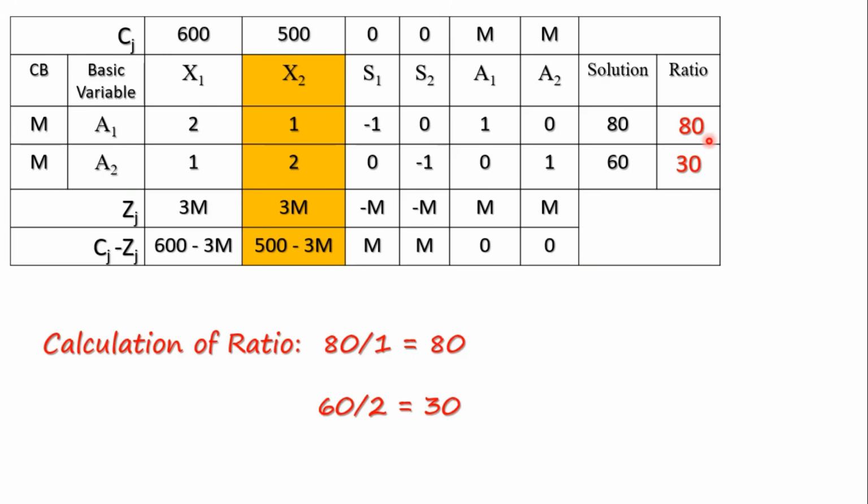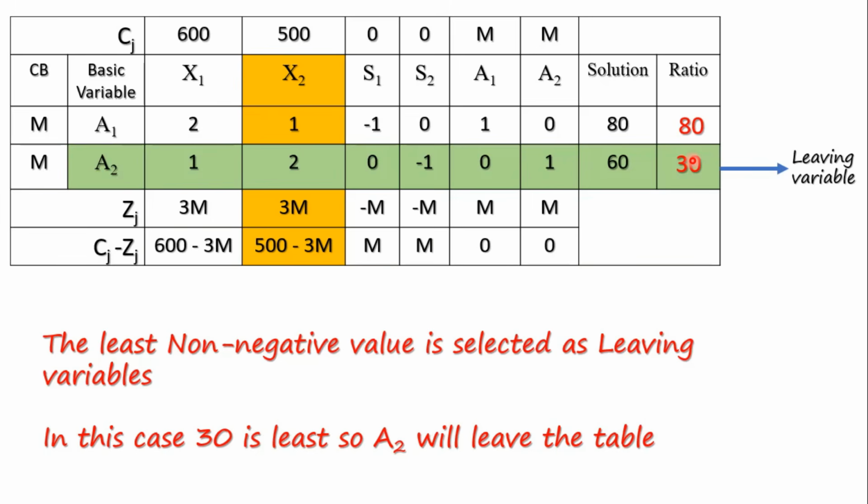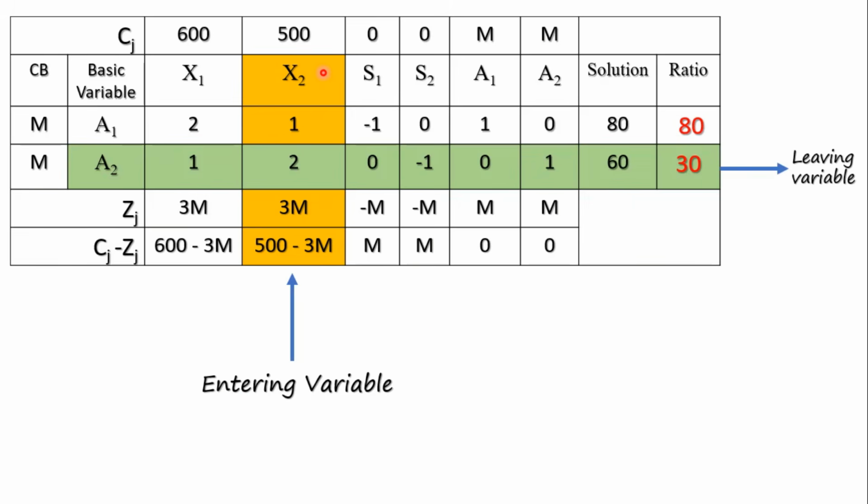Among these two ratios, we need to select one variable as a leaving variable. We select the least non-negative value as the leaving variable. Least non-negative means 30 is the least. So a2 will leave the table and x2 will enter the table. Now we have two variables: one is leaving, the other is entering. x2 is entering and a2 is leaving the table.